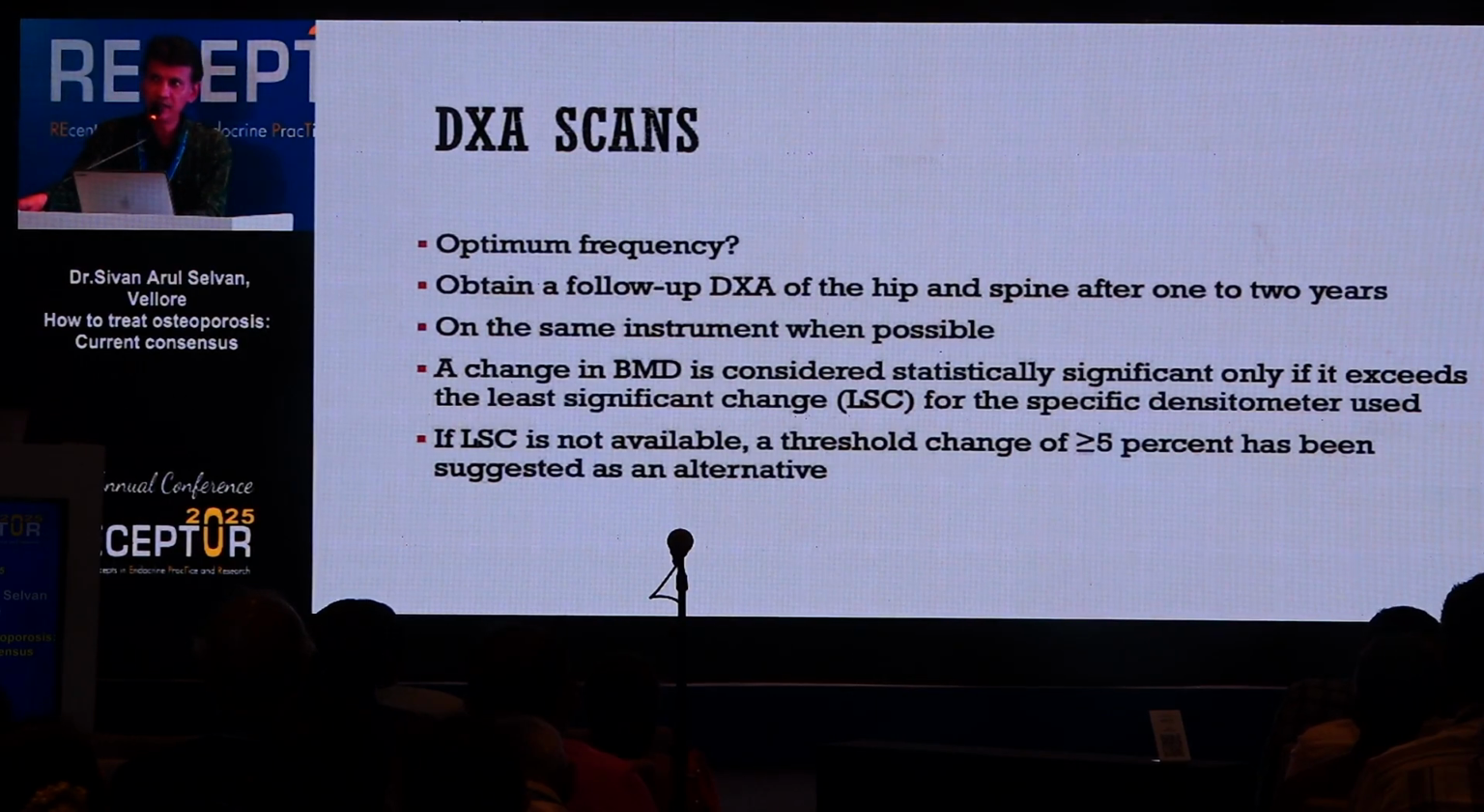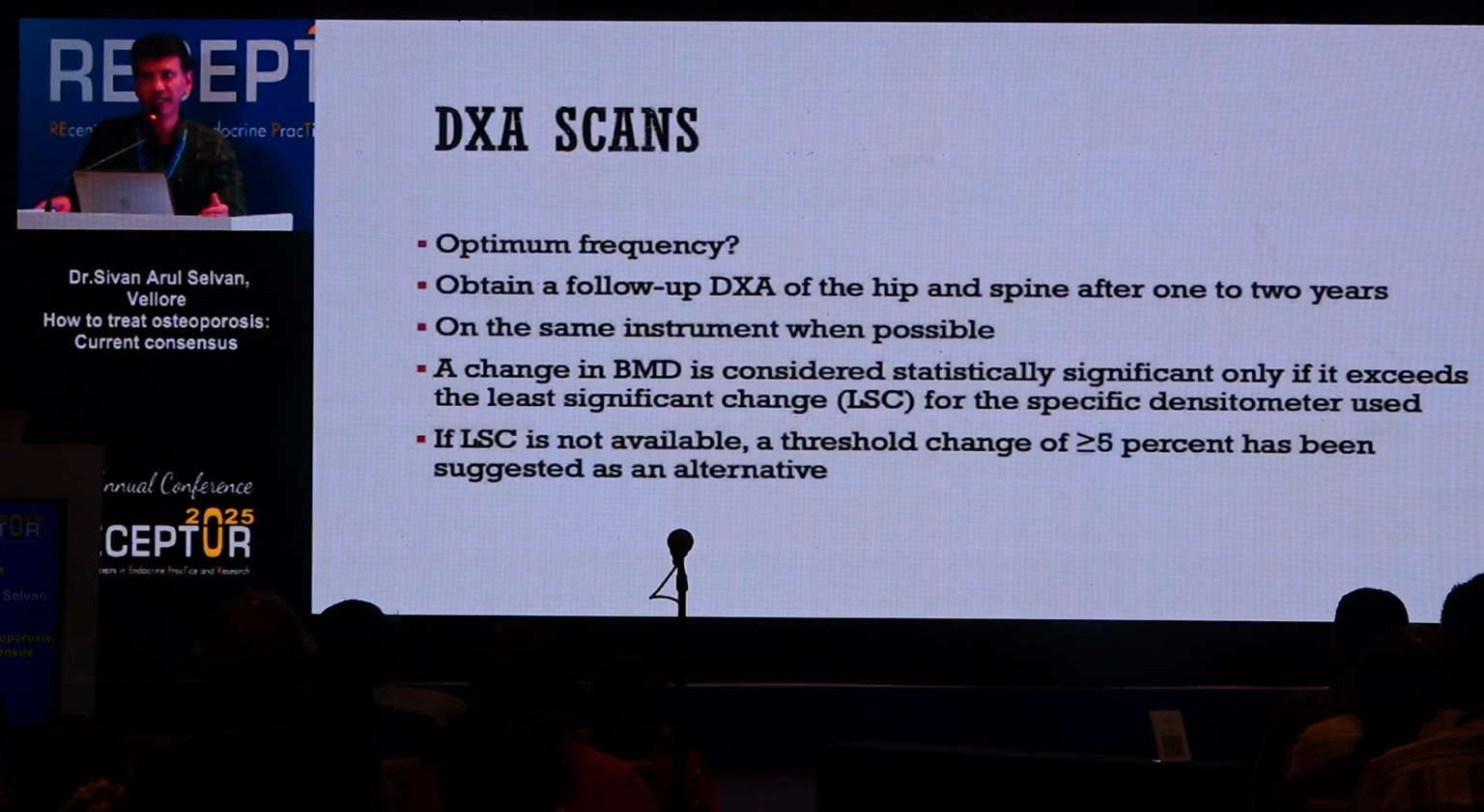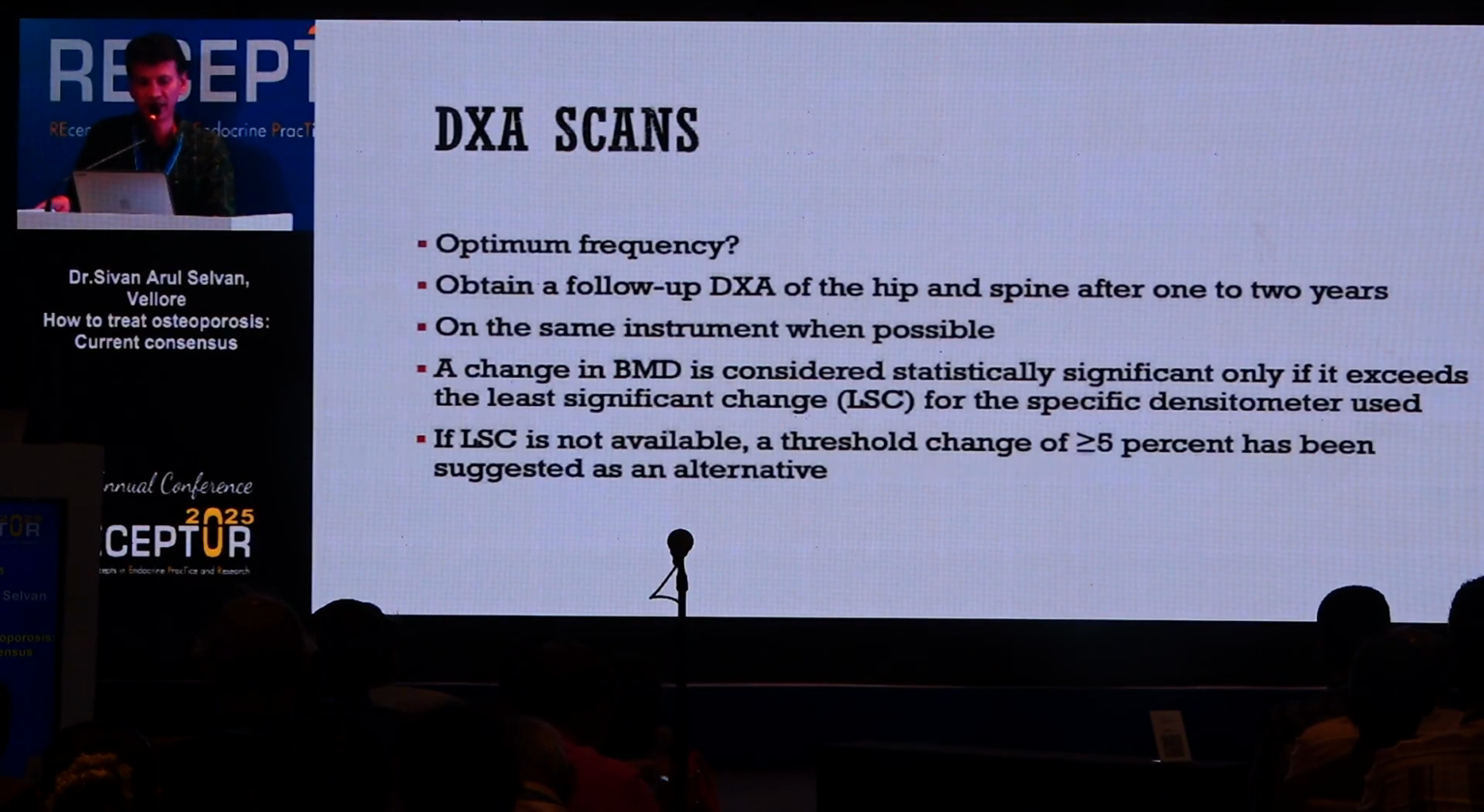So for the DEXA scan, what is the optimal frequency? Between 1 to 2 years you can repeat it if possible. Mostly we do it after 2 years or maybe after 3 years. It is important to do it on the same machine because it cannot be compared when done on different machines. A change in BMD is considered significant when the change is more than the least significant change that the machine gives. If that is not available, you can take it as 5%. So if there is an improvement by more than 5% or a loss by more than 5%, you should take it as significant. It's not the T-score, you have to look at the actual bone mineral density values.